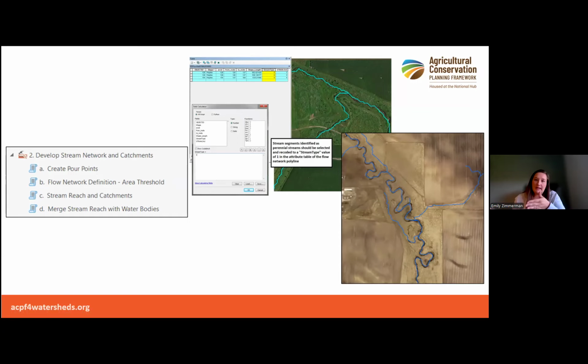Essentially an iterative process. The first flow paths are really to help you understand where there might be impediments or where you might need to do some hydro modification. And then the second step is really to get that perennial stream network and the flow paths correct. So it's sort of a two-step process.